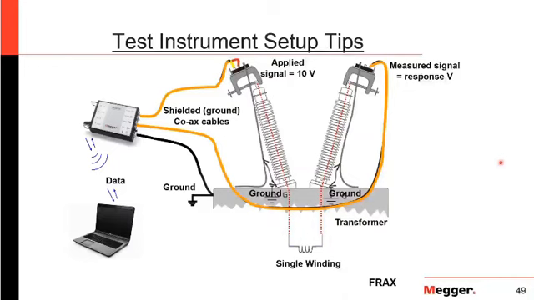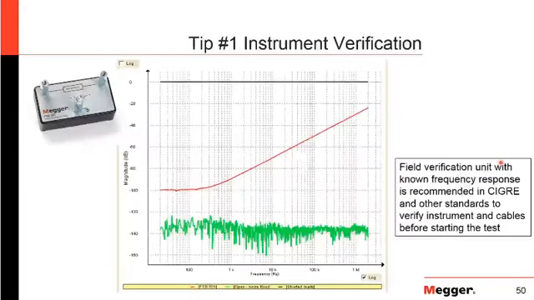So the first thing to do is just verify your instrument's working. There's a couple things that you can do. One is have a reference, some kind of verification over the whole frequency range and a variety of decibel responses. So you have this known response, and if you go through and you get the same response, your equipment's doing well.